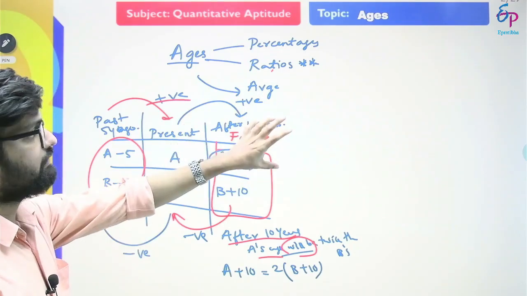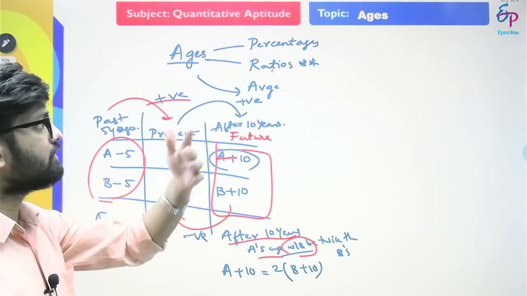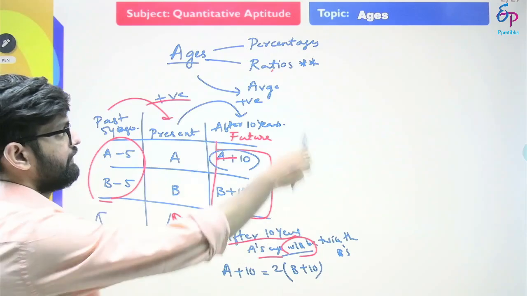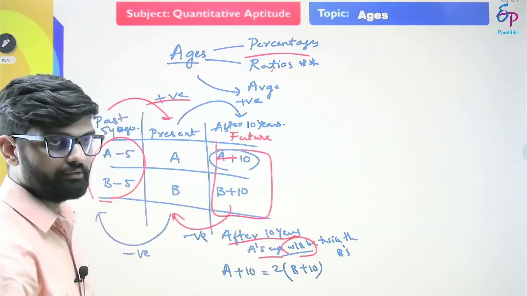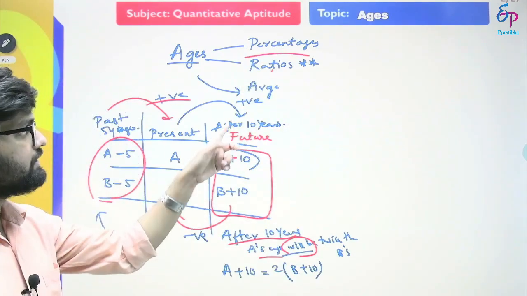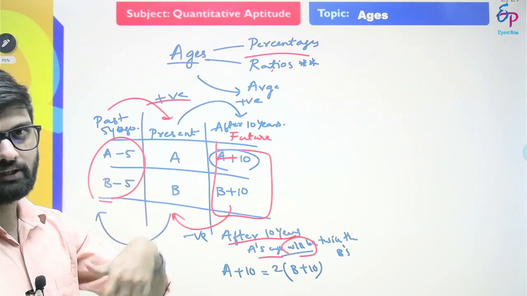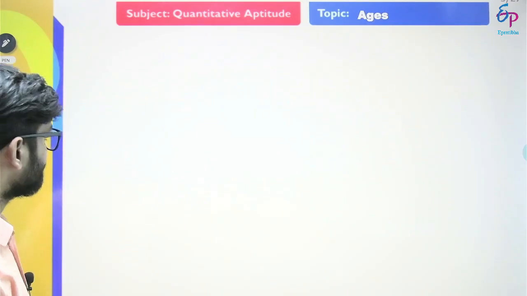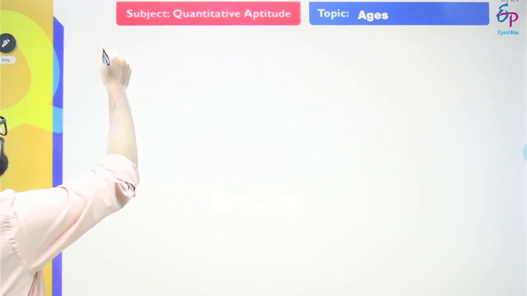So generally the examiners will frame the question using three concepts: percentages, ratios and averages. Let's see them one by one. Let's see from percentages.